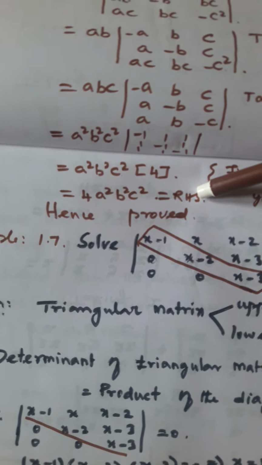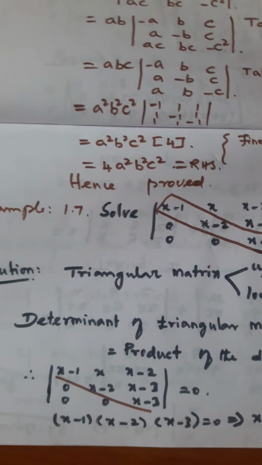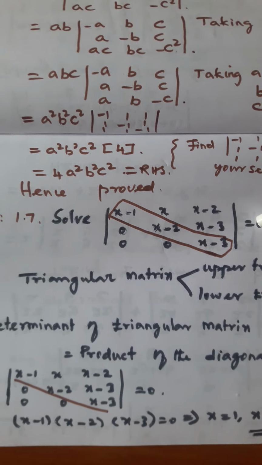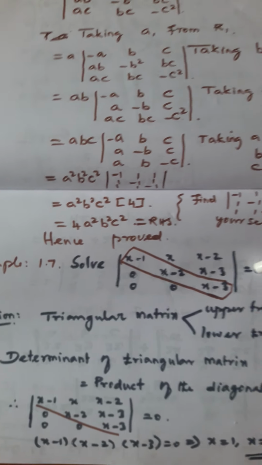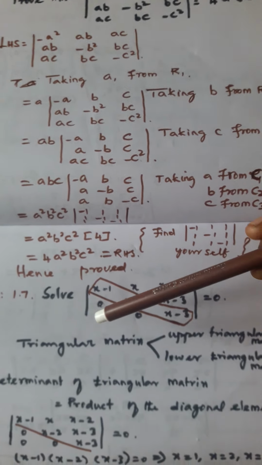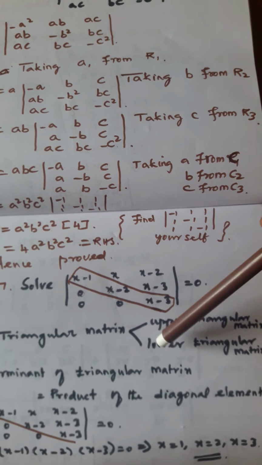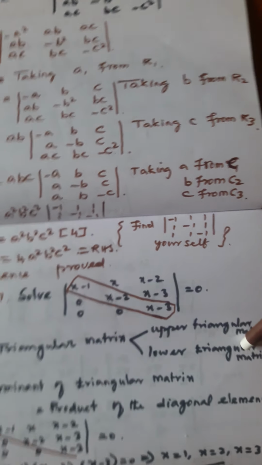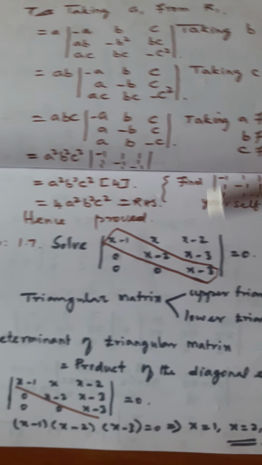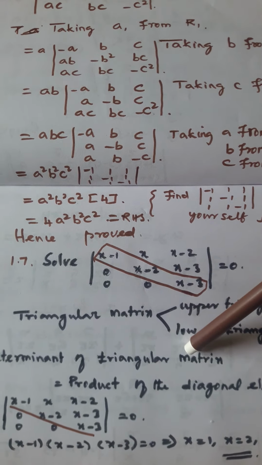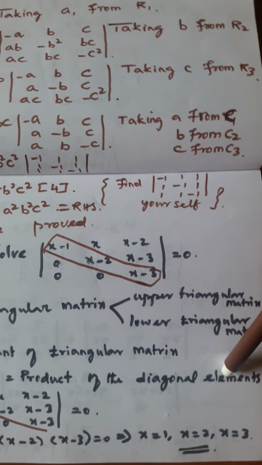So we completed the proof. Now one more example. Solve the determinant equal to 0. Okay, so for this you should know the triangular matrix principle. Triangular matrix, we have two types, upper triangular matrix and lower triangular matrix. So here whether it is upper or lower, you need not worry. The determinant of a triangular matrix is nothing but the product of the diagonal elements.